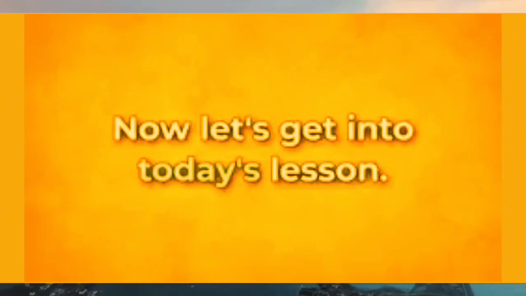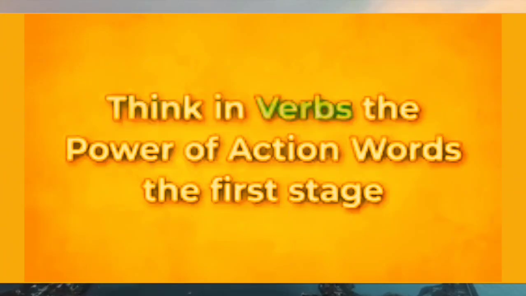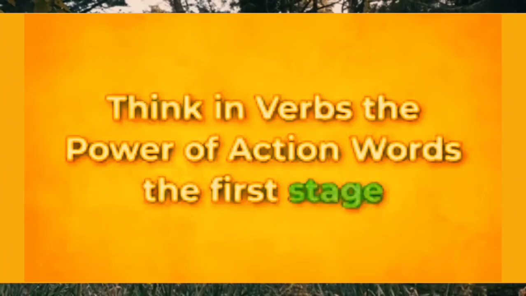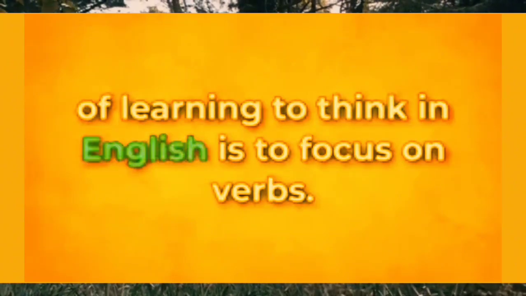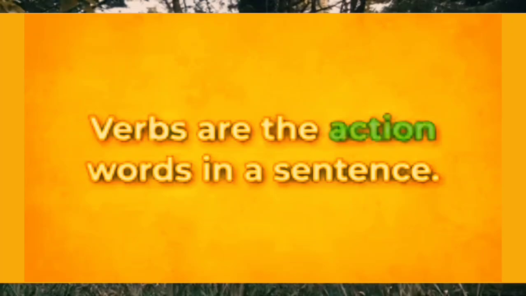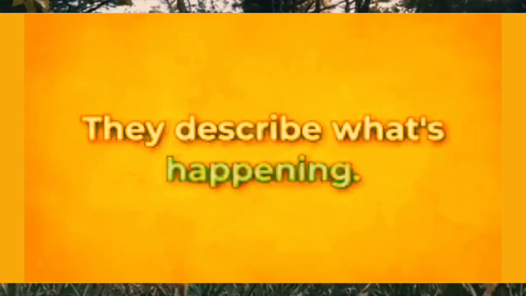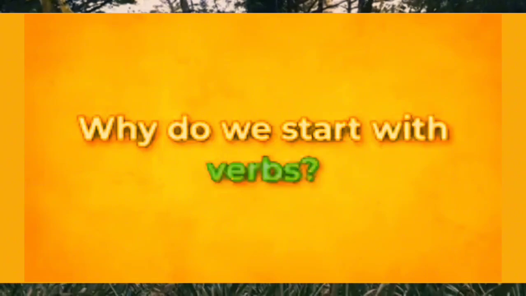Now let's get into today's lesson. How to think in English. Stage 1. Think in verbs, the power of action words. The first stage of learning to think in English is to focus on verbs. Verbs are the action words in a sentence. They describe what's happening.